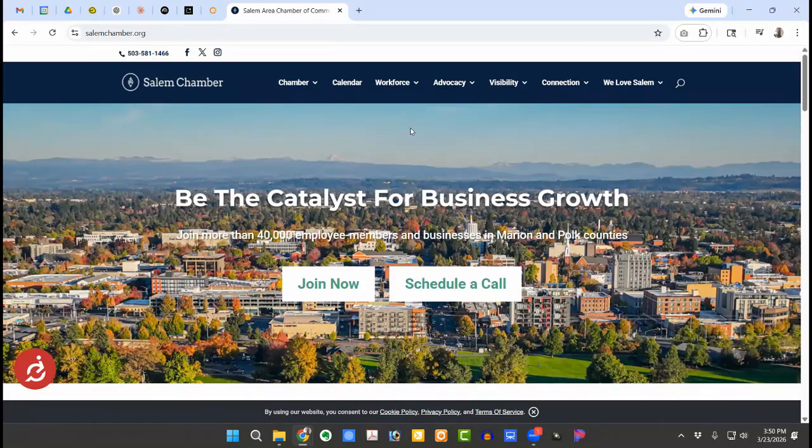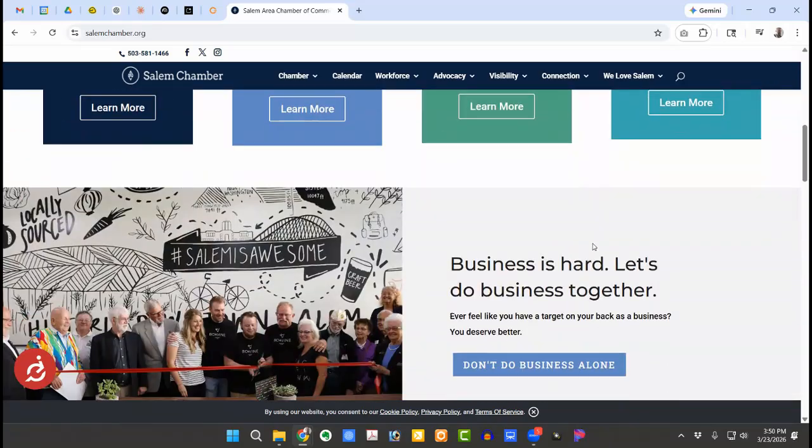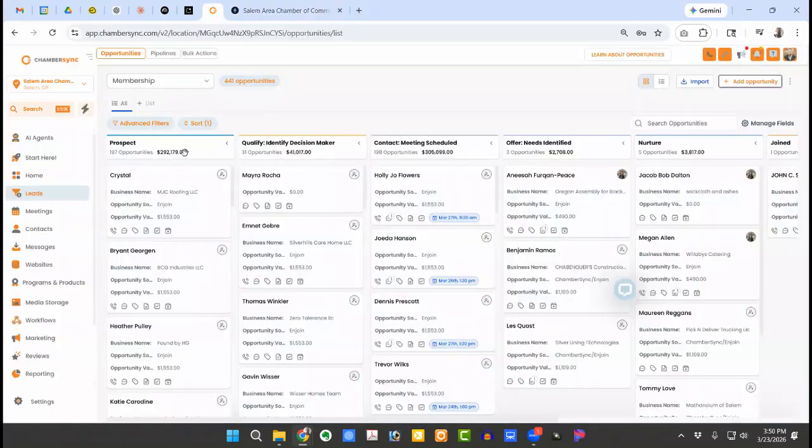Now, this is the Salem Chamber in Salem, Oregon. They've had this technology the longest of all my clients. They have almost 200 prospects in just the prospect area by itself. They've had 198 meetings scheduled. So hundreds and hundreds of thousands of dollars worth of leads and lots of opportunities here.